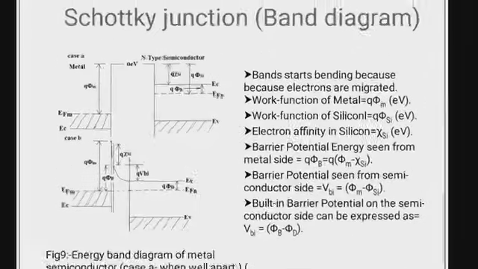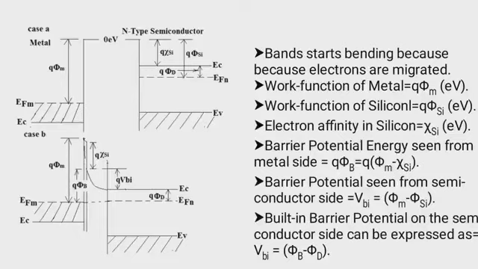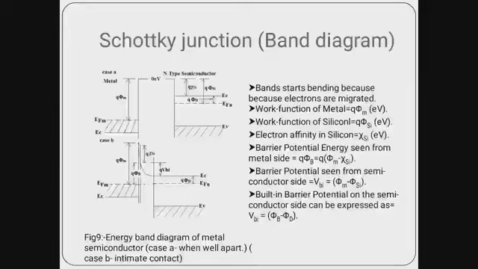Now, what is the difference between the two diagrams? In case A, this is 0 eV, that means no contact has been formed. So that is why this is all a flat diagram. There is no band bending happening. But after contact, I have seen there is band bending that has happened. Okay. So now we go to the next slide for these descriptions.